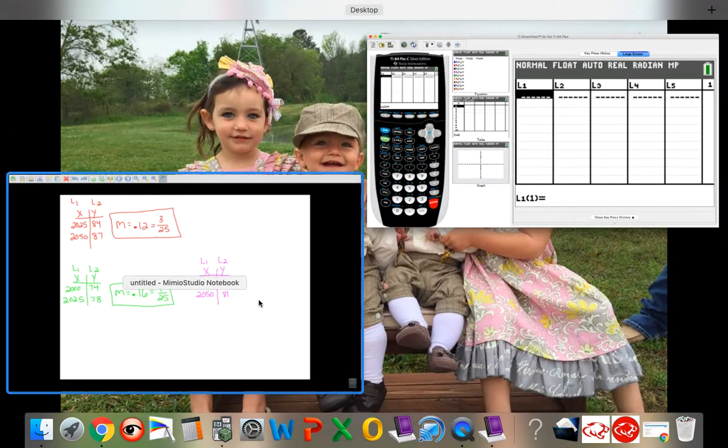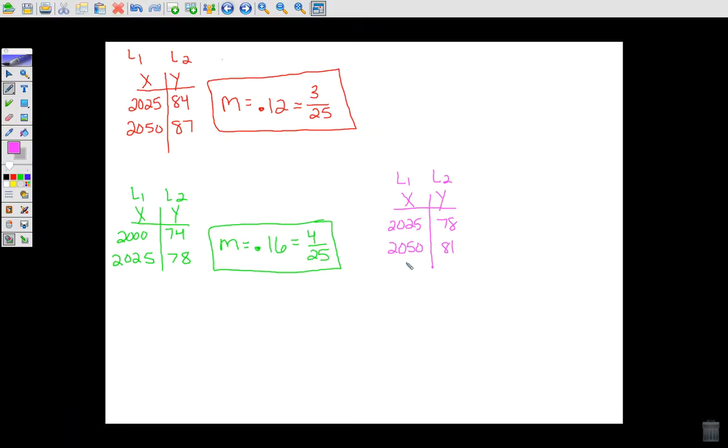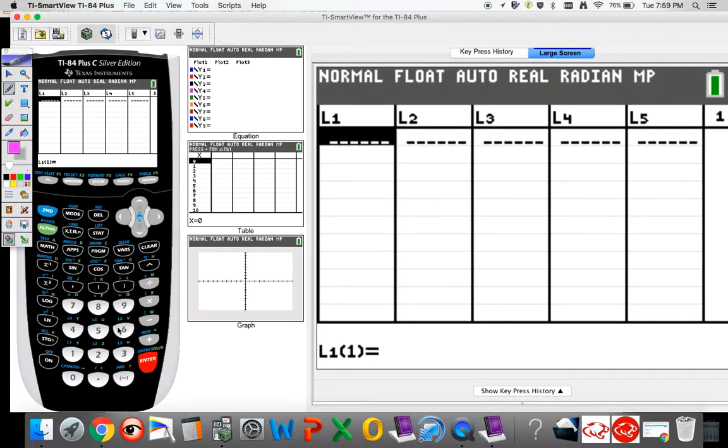Okay. L1 is 2025 and 2050. So 2025 and 2050. L2 was 78 and 81. Not 48, 78, and 81.